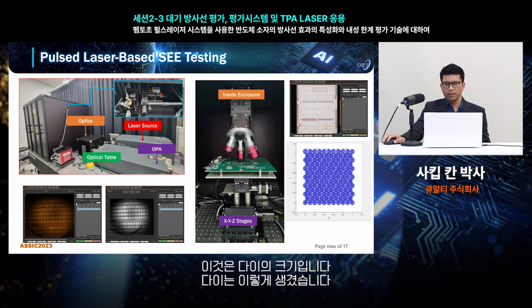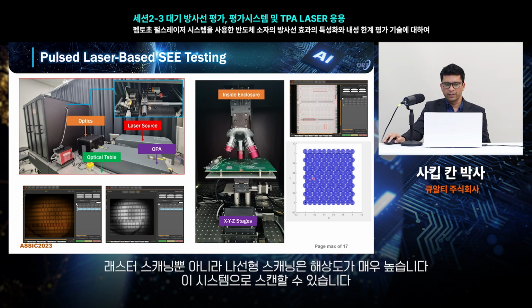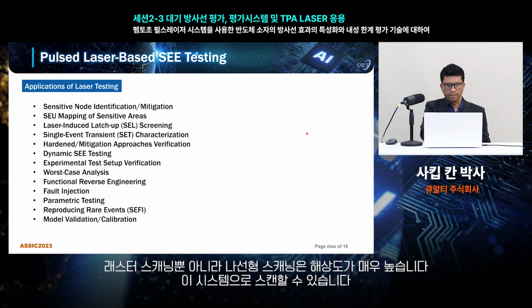This is the die size. The die looks like this, and a particular area can be selected on a die for scanning, and scanning could be performed in different patterns. This is raster scanning, and this is spiral scanning, which has a very fine resolution. Scanning can be performed using this system.